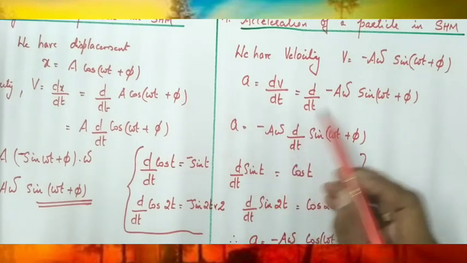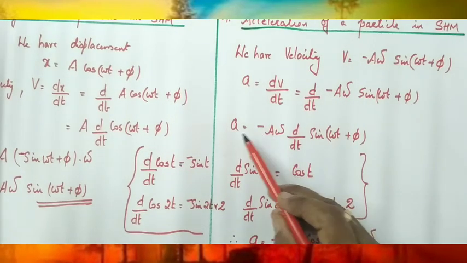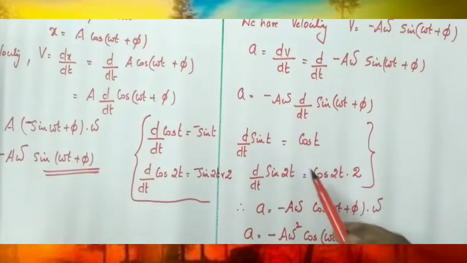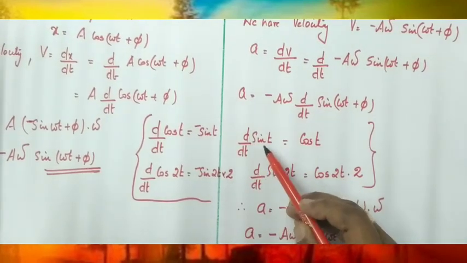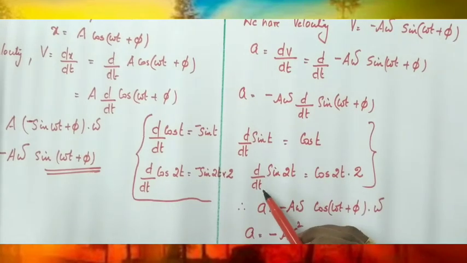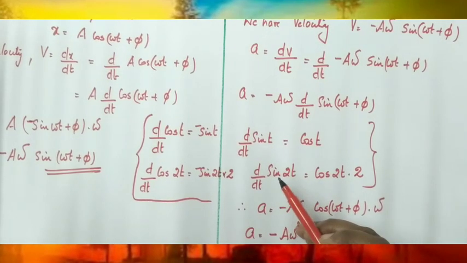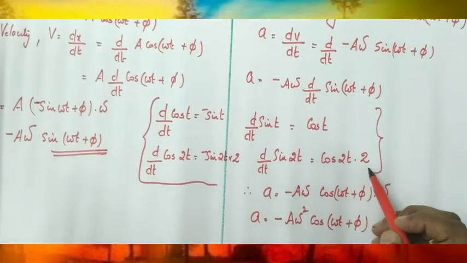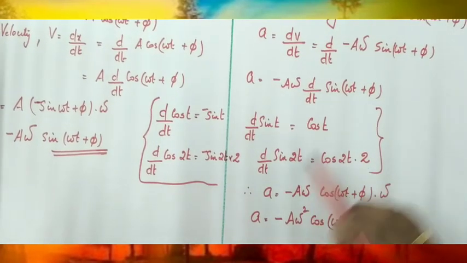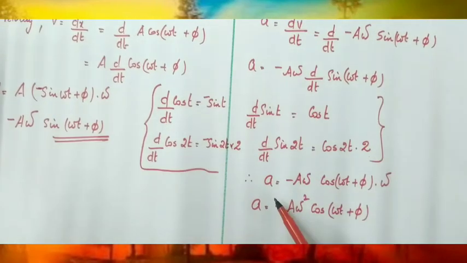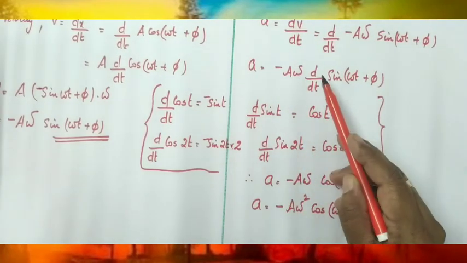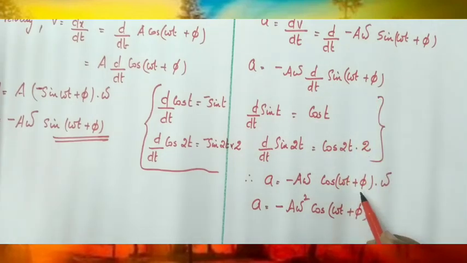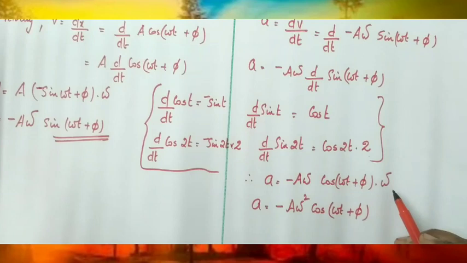Okay children. Now minus a omega can be taken outside. So a equal to minus a omega d by dt of sin omega t plus phi. We have d by dt of sin t is cos t. Also d by dt of sin 2t, or sin 3t, or any constant you can take, is cos 2t into that coefficient 2. So using that formula we can write acceleration a equal to minus a omega into d by dt of sin omega t plus phi, which is cos omega t plus phi into the coefficient omega.